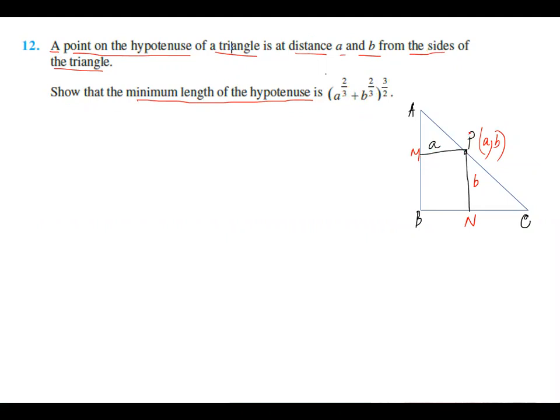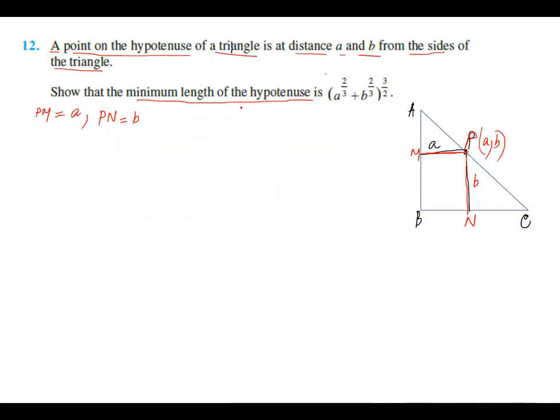If the point is P, it is at distance a from the side AB, and from BC it is at distance b. So you will draw the perpendiculars: PM is equal to a, and PN is equal to b. Here a and b are constants, so there are no variables yet.